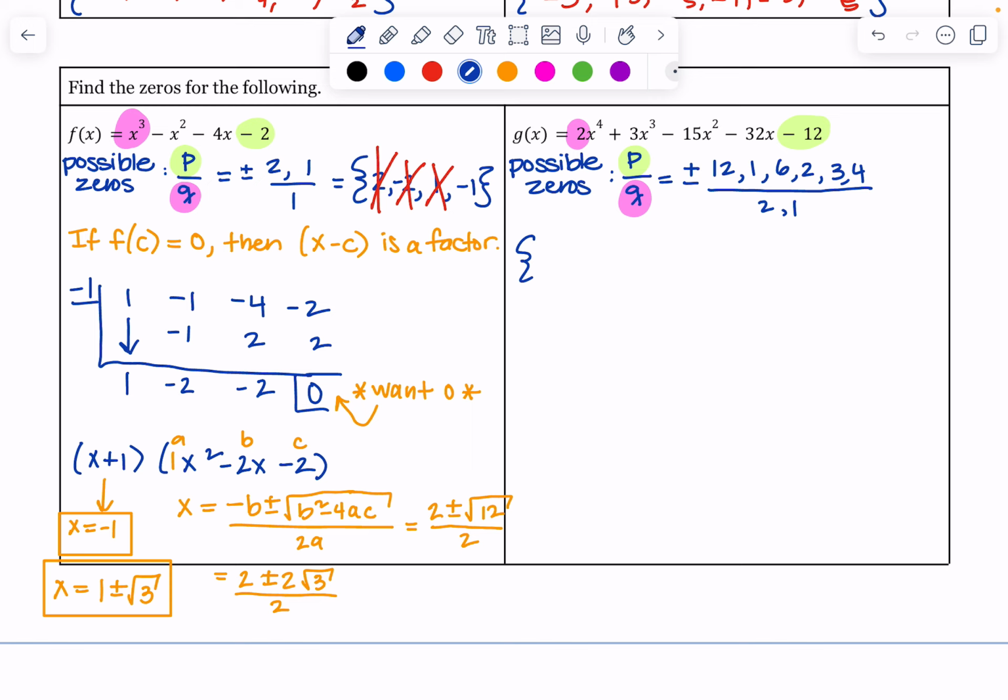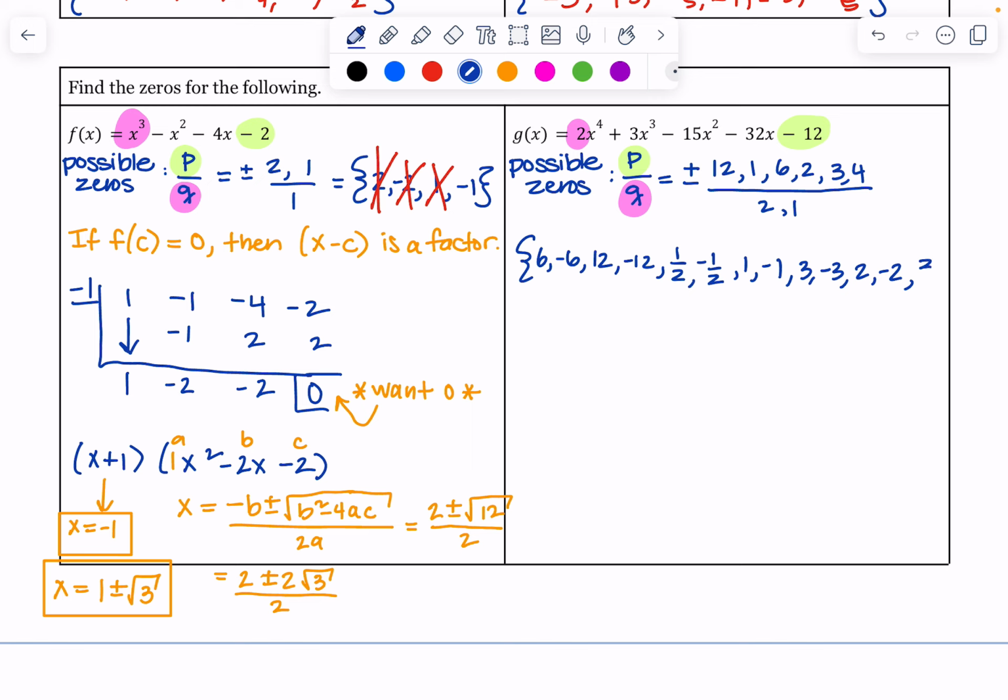I'm going to go fast because I feel like we're probably understanding this by now. 12 over 2 would be 6 and -6. 12 over 1 would be 12 and -12. 1 over 2 would be 1/2 and -1/2. 1 over 1 would be 1 and -1. 6 over 2 would be 3 and -3. 6 over 1 would be 6 and negative 6, which we already have. 2 over 2 would be 1 and negative 1. 2 over 1 would be 2 and negative 2.